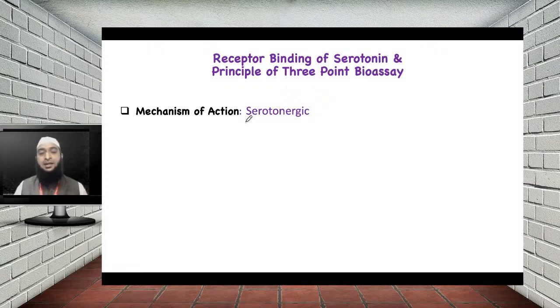Since it is the binding site of serotonin, or specific to the binding of serotonin, these receptors are called serotonergic receptors. So in different tissues, when 5-HT binds to the serotonergic receptor, it produces a different type of pharmacological action.